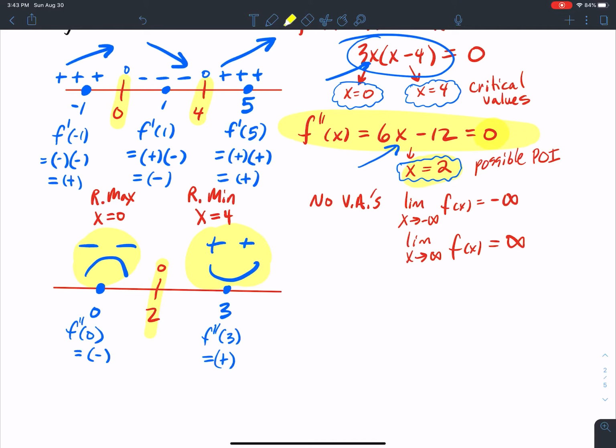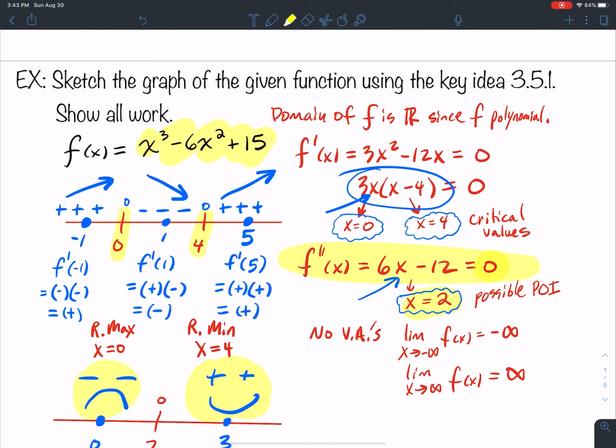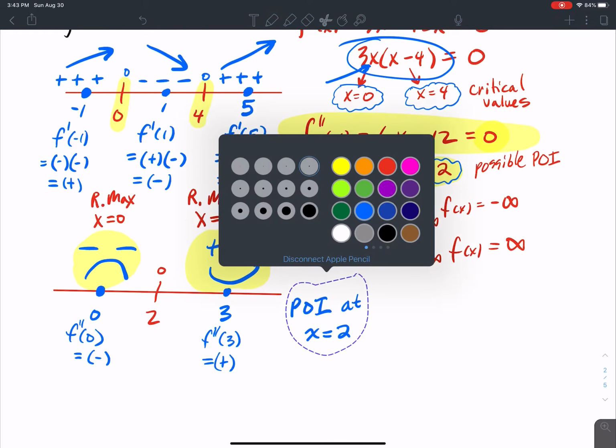Is the function defined at 2? Well, what do we know about this function? It's defined everywhere. It's a polynomial. So I actually do have a point of inflection. Okay, so my point of inflection, POI, is at x equal to 2. Okay, point of inflection, x equal to 2 here.